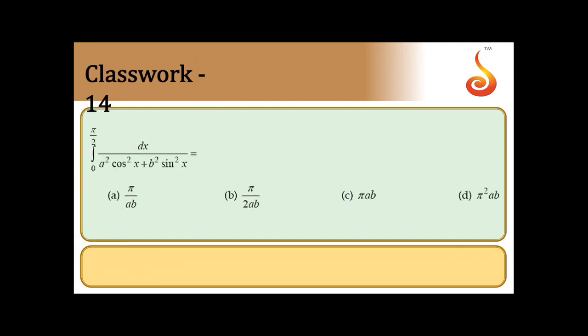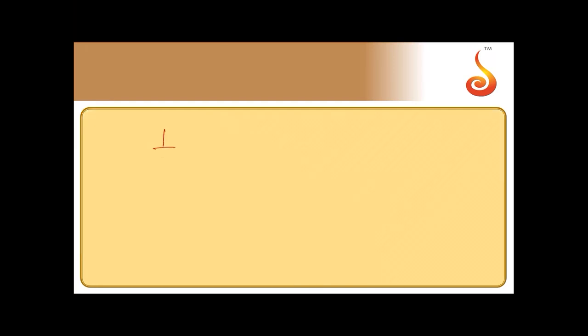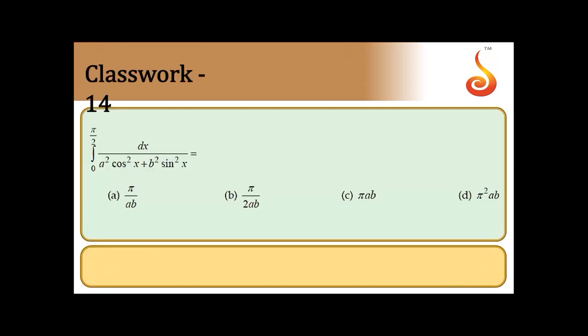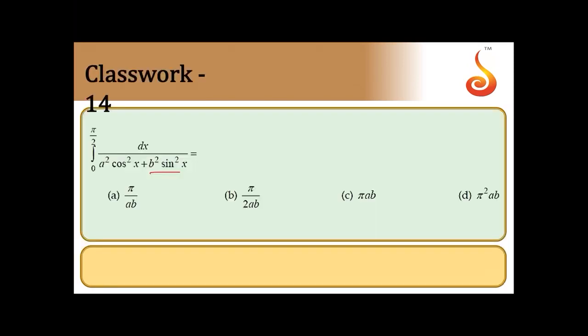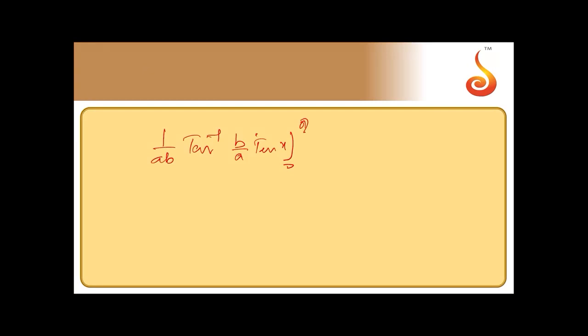Coming to the 14th one, it is 0 to pi by 2, integral 1 by a square cos square x plus b square sin square x. I think I told you the formula for this one. 1 by ab tan inverse of b sin x by a cos x. So 1 divided by ab tan inverse of sin by cos, which becomes tan, therefore b by a tan x, and the limits are from 0 to pi by 2.